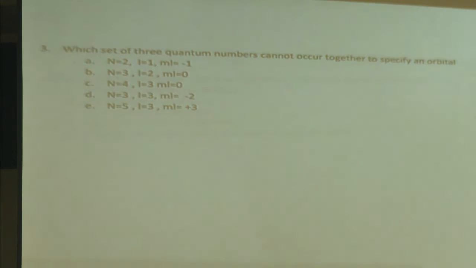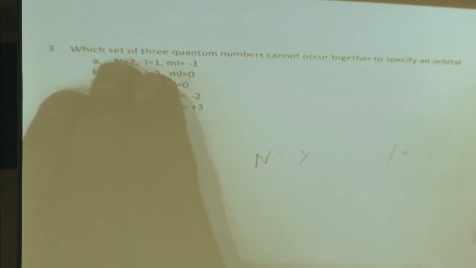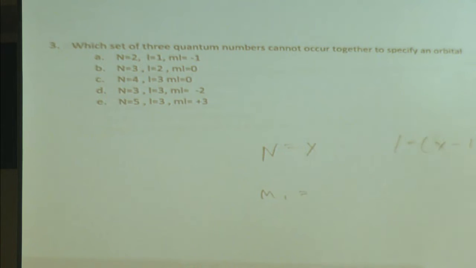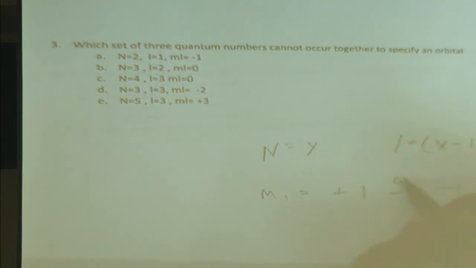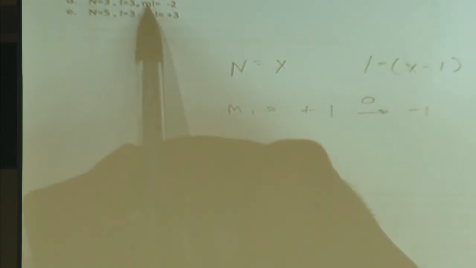So, all right. When n is x, what can L be? So it would be x minus 1 to 0, right? And then what is ML? Yeah, positive L to negative L going through 0. That's important. We have to include 0 in those numbers. So we go through this, and this one pops out to me right away. The N and the L are the same. Is that possible? No, so that's wrong for that reason.